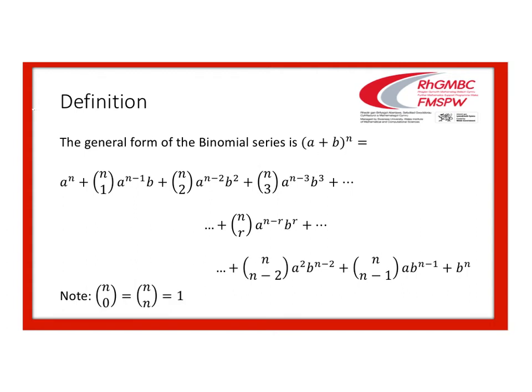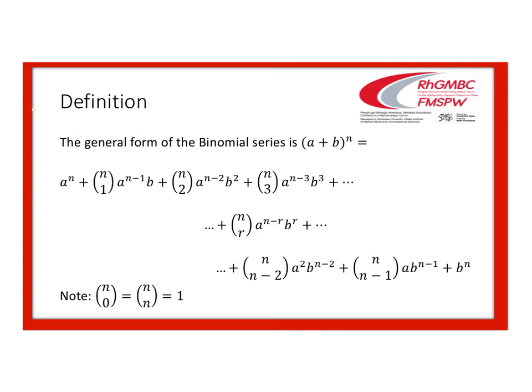As a result, we can write the general form of the binomial series (a plus b) to the power of n as a to the power of n, plus n choose 1 times a to the power of n minus 1 times b, plus n choose 2, a to the power of n minus 2, b squared, and so on. So we can still see this pattern of the power of a starting at n and decreasing down to 0 by the final term. We can still see the power of b starting at 0 and increasing until we get to b to the power of n by the final term.